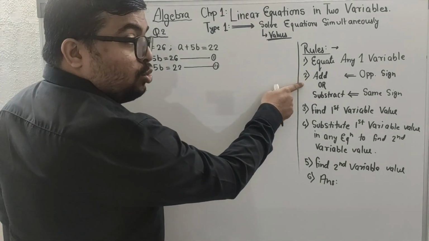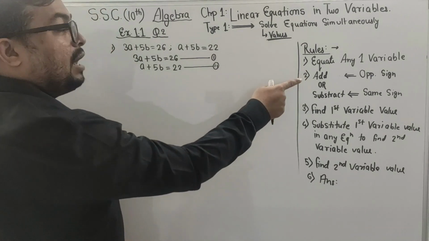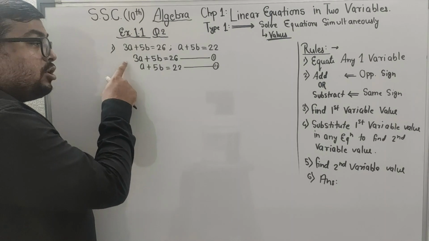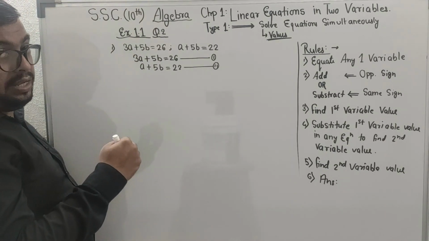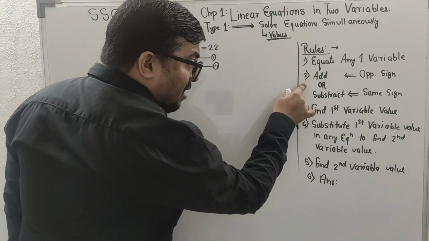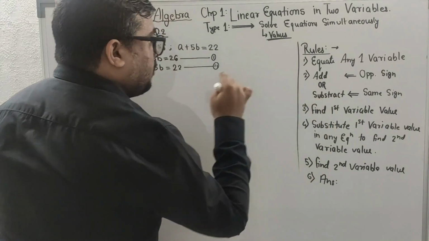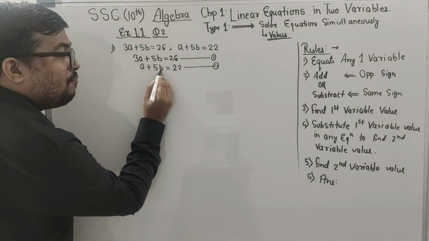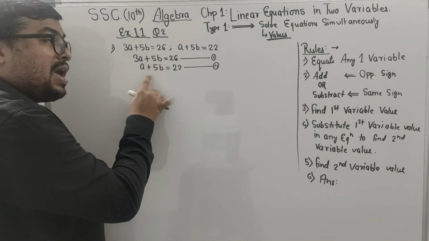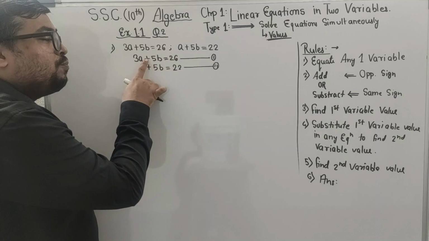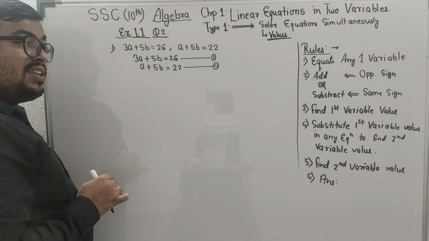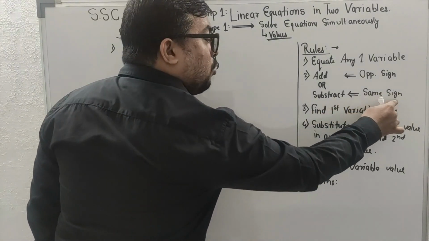So moving ahead to step number 2, you have to add or subtract. That means you have to either add or subtract these two equations. It depends upon the signs. For opposite sign you have to add. For the same sign you have to subtract. Here 5b and 5b have the same sign. Pay attention. Write the sign of the equated variable that has been given. 5b is positive, 5b is positive. So the equated variable has the same sign. For the same sign you have to subtract.